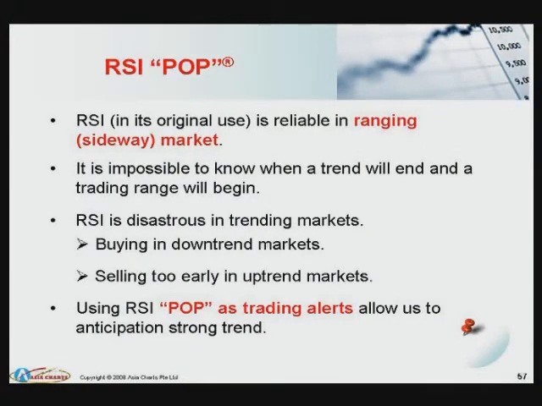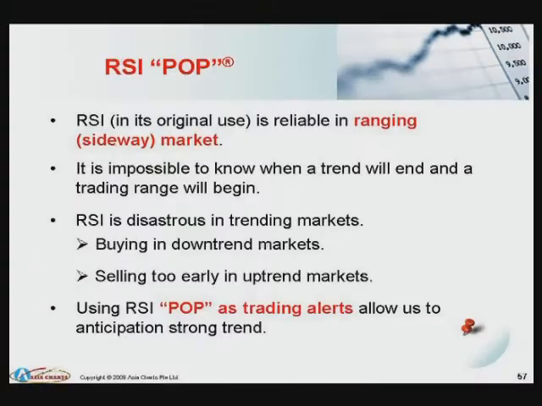I mentioned before, RSI is very useful for sideways markets in its original use. Sideways markets, sometimes we call ranging markets. Now, it's impossible to know when it's going to range and trend. I mentioned that before. Now, RSI is disastrous in trending markets if you use it in a normal way. Later I'll show you some examples. There's a tendency for you to keep on buying in a down market. Why? Because oversold. Oversold means what? Cheap. So a lot of people like bargain hunting, they will continue to buy.